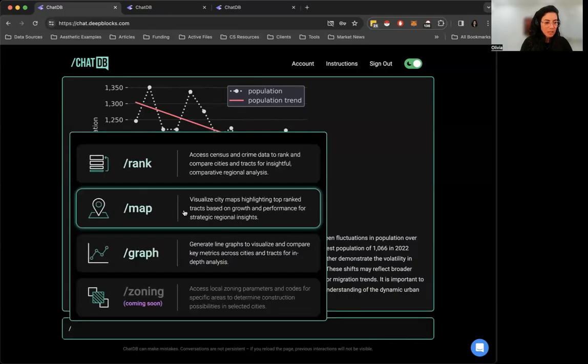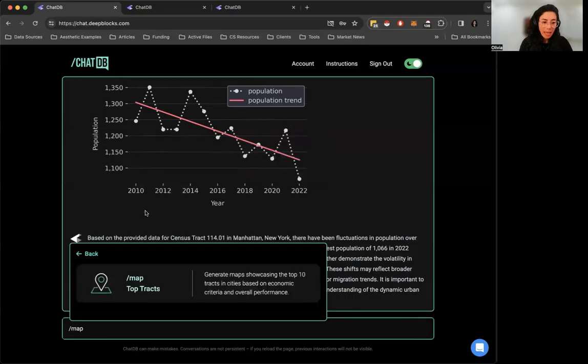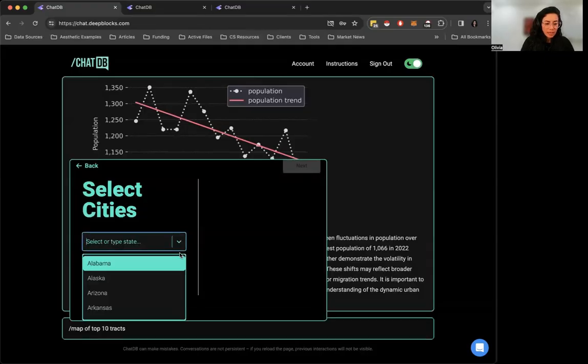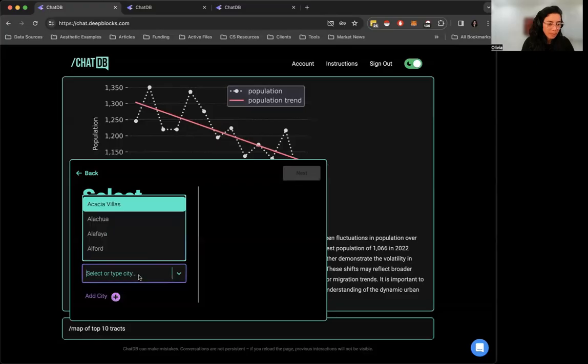So again, let me go back. I'm going to do slash. I'm going to select map. And map is always the census tract level because it's comparing census tracts within cities. I think a future iteration will include the city level, where I can get a visual of what cities are performing great within a state. So let's look at Miami.